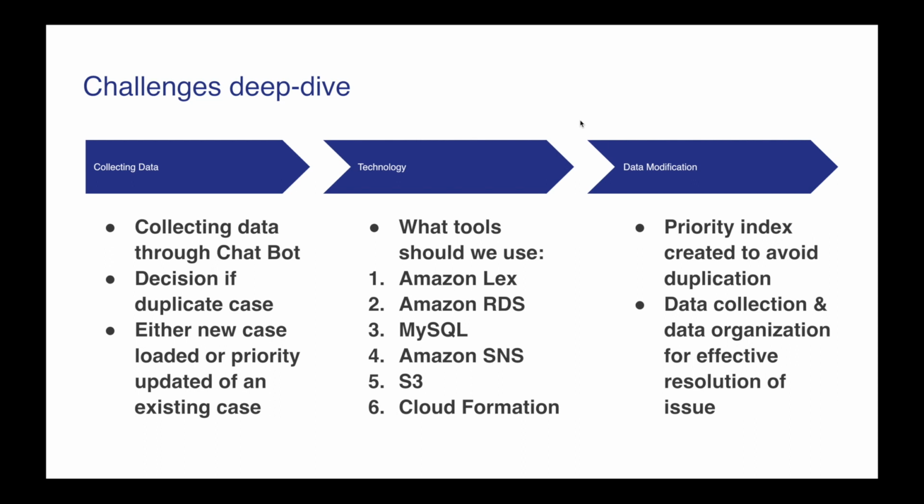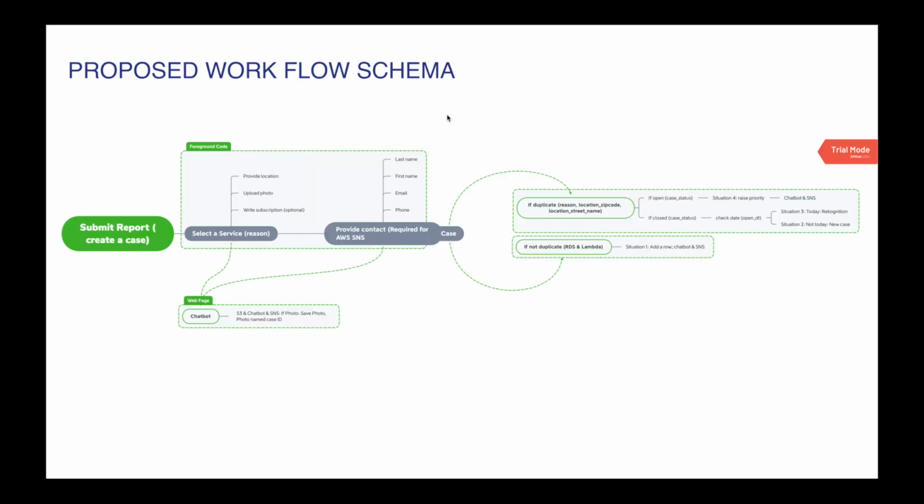And initially we decided to create a priority index to avoid duplication, so that if any duplicate report is recorded, we can just increase the priority of it rather than recording it. And we also had to decide how to collect the data and organize it so that it can be effectively resolved without any delay. This is the proposed work schema.